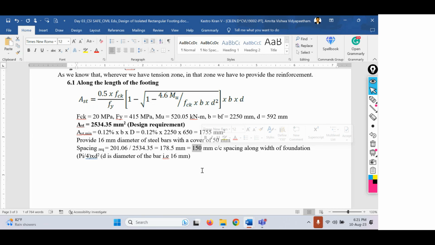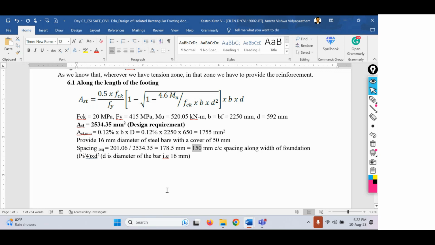Since the distribution of moments will not happen properly, we reduce the spacing. When you reduce the distance between two bars, you have to provide more reinforcement bars. When you provide more reinforcement bars, there will be an equal amount of pressure distribution. That is, tension zone reinforcement distribution will happen in a proper way. That's the only thing that textbooks will say.